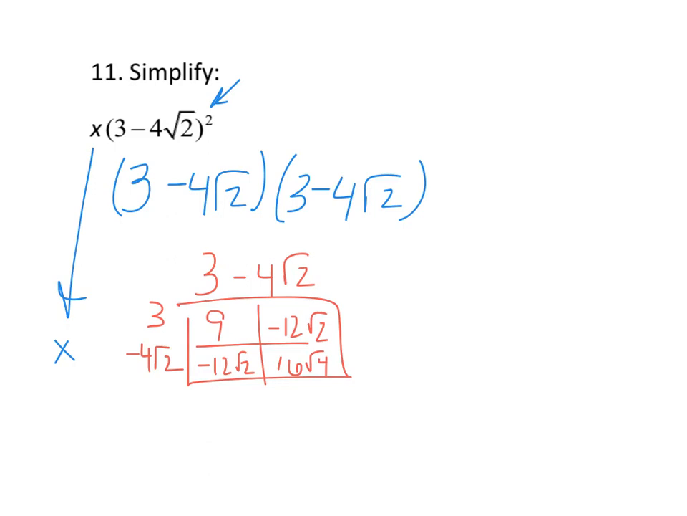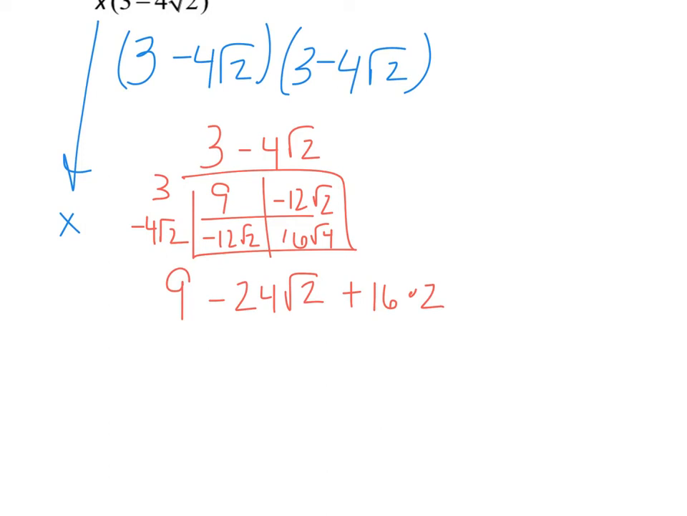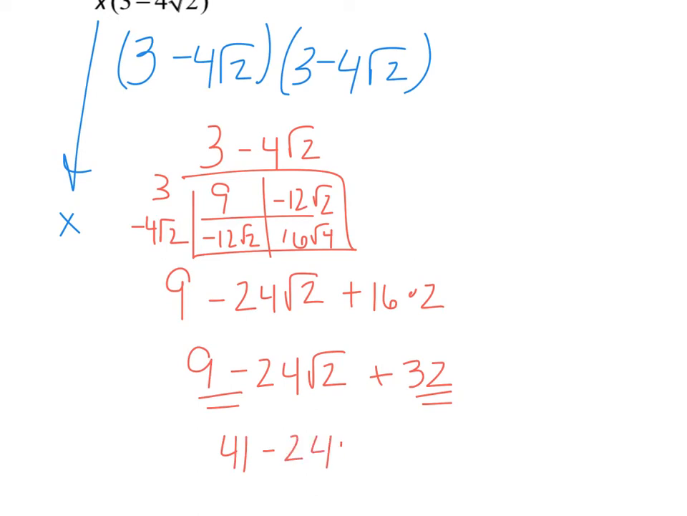I'm going to combine my like terms, so I get negative 24 rad 2, and this becomes positive 16 times 2, because the square root of 4 is 2. I'm going to keep simplifying, so 9 minus 24 rad 2, and 16 times 2 is 32. Now I'm going to do 9 plus 32, which gets you 41. So 41 minus 24 rad 2.